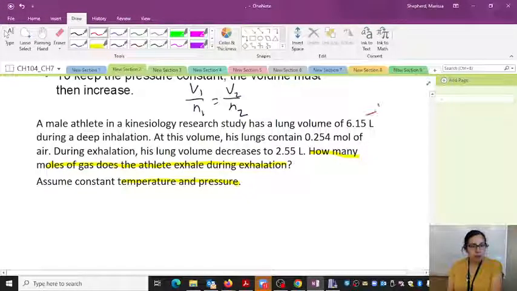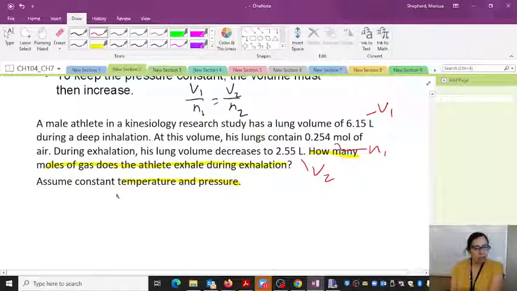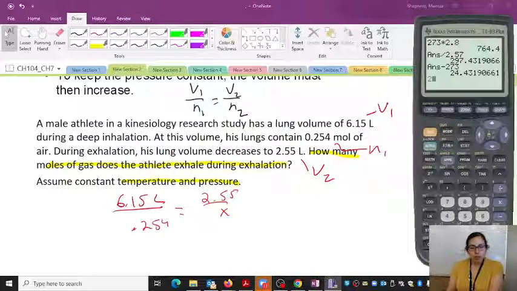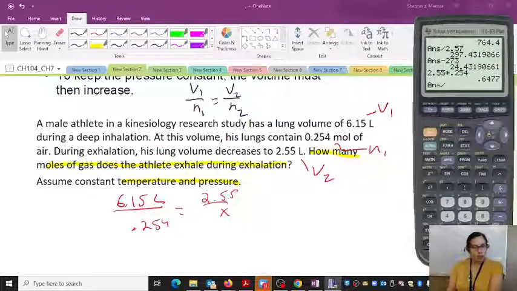So we have our initials, so our V1 and our N1, and V2. And so first, we need to determine how many moles remain. So just start plugging everything in. So it's equal to 2.55 over x. So cross multiply, so 2.55 times 0.254 divided by 6.15.